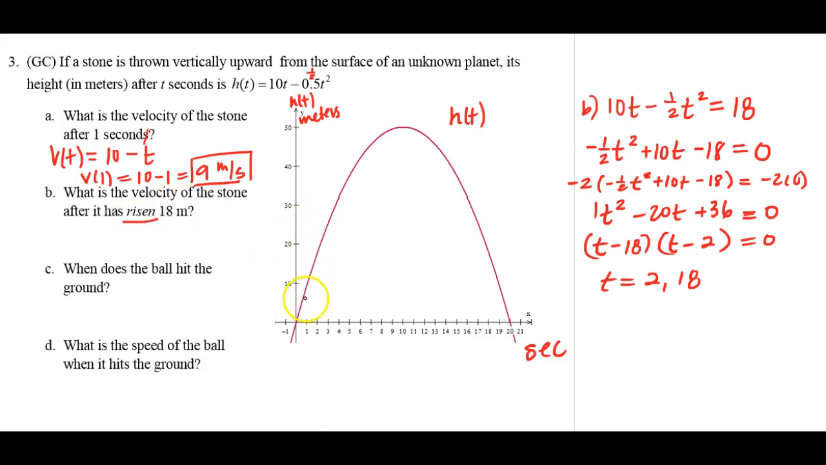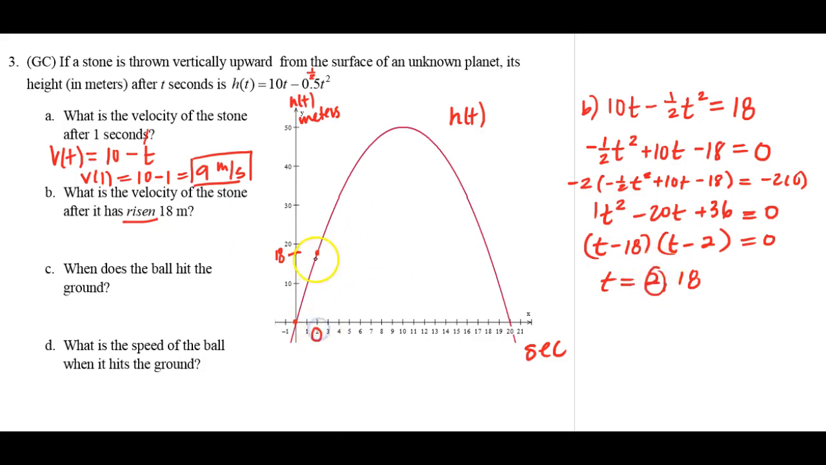It turns out that this stone that's thrown up is going to cross 18 two different times. It's going to start out on the surface of the planet, so that's down here at 0. And then the stone is going to rise up, and the first time it's going to hit 18, we just found out, is 2.